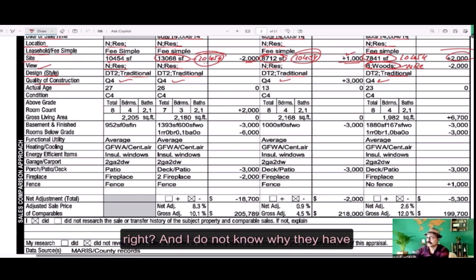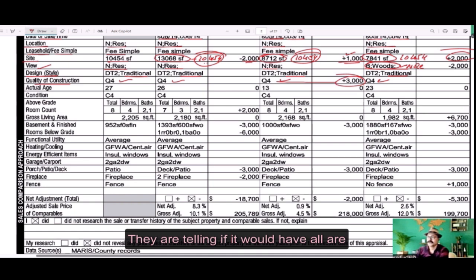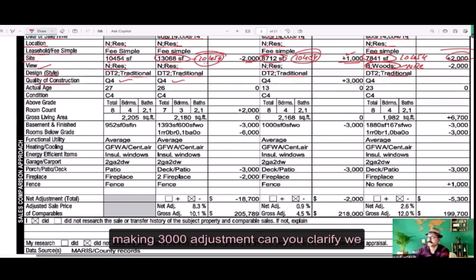Right? And I do not know why they have added Q4. They are telling if this would have Q4 quality, the value will increase by 3000. But all the qualities are 4. Why are they making a 3000 adjustment? Can you clarify? Even I do not know why he is making a 3000 adjustment. All are Q4. Why is he telling if this property would have Q4? Yes, it has Q4. Why is he adding 3000 here? He is telling it would have increased 3000.